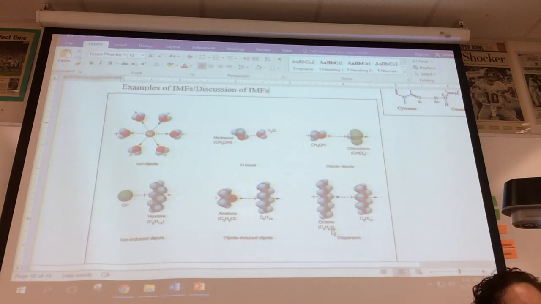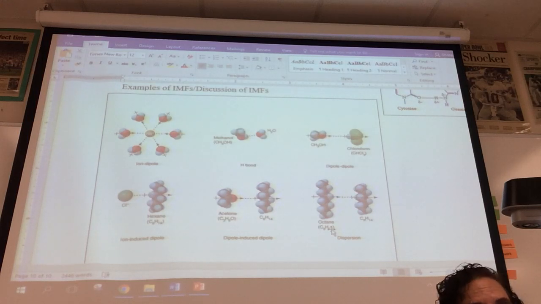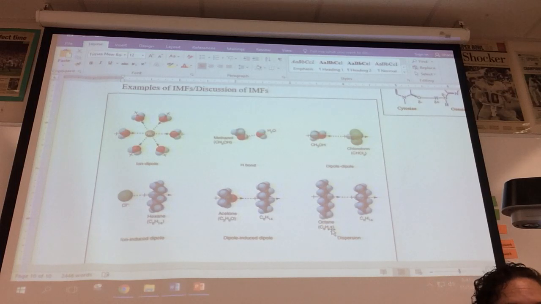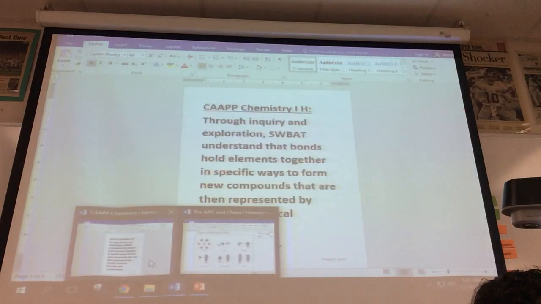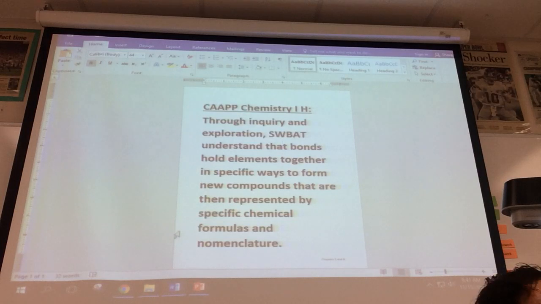So intermolecular forces form between molecules, and they help explain a lot of properties of substances. They are weaker than covalent bonds, but they do determine properties of molecules. And so they fit into the rubric that we mentioned at the very beginning of these two chapters.